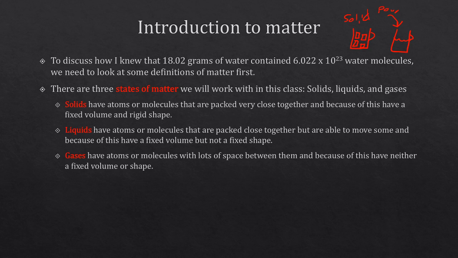Now gases have atoms or molecules with lots of space between them. And because of this, they have neither a fixed volume nor shape. So if I try to put some steam in my cup, it's just going to be all around, and we're not going to see it because it's going to be in a gas form and it's going to be colorless. And if I don't have a top on the cup, it's going to come out of the cup as well and spread out. I'm not going to be able to confine that steam into the cup because it doesn't have a high enough density to do that.